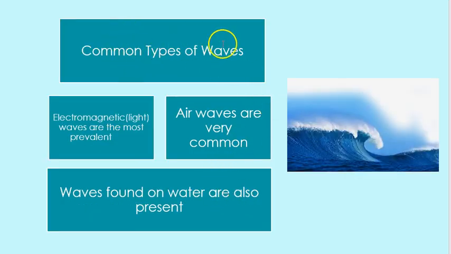There are many common types of waves. We usually think about water waves when we're thinking about waves, but actually some of the most prevalent waves are electromagnetic waves, which are light. Air waves are also very common, and waves found in water are also there, but they're not the most prevalent.